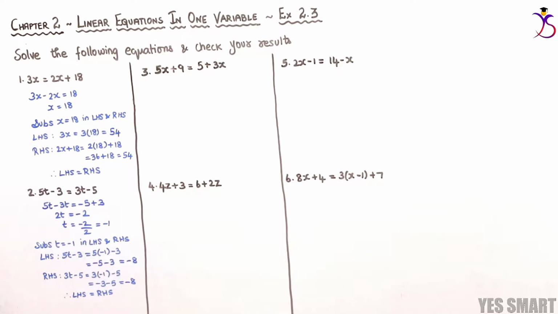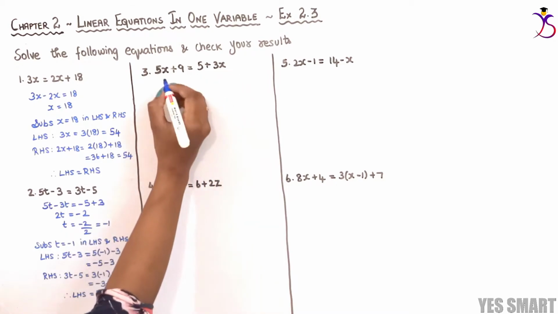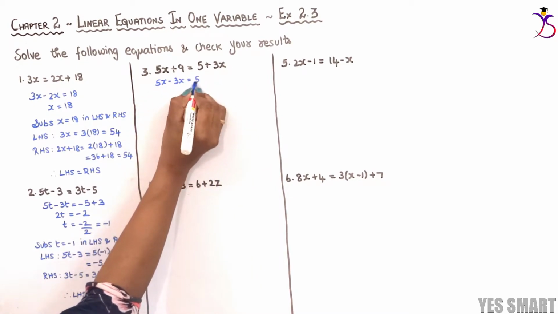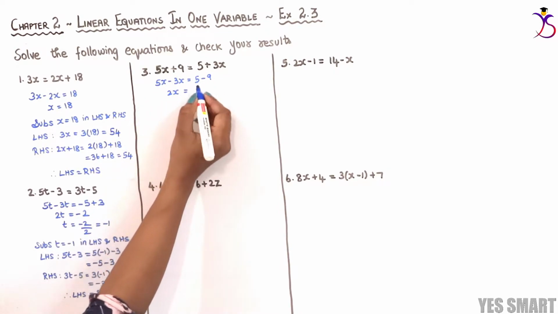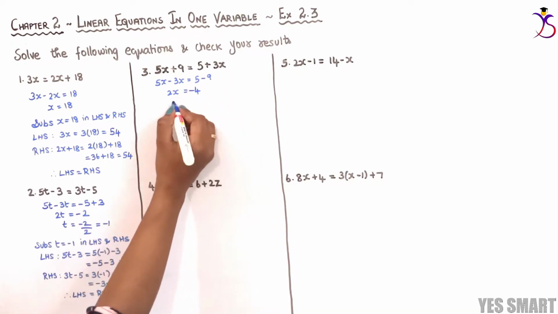Third sum. 5x plus 9 equal to 5 plus 3x. When we transpose this 3x and 9, the sign changes. So it becomes 5x minus 3x equal to 5 minus 9. 5x minus 3x is 2x equal to 5 minus 9. When we subtract, we will get 4. Greater number sign is minus.